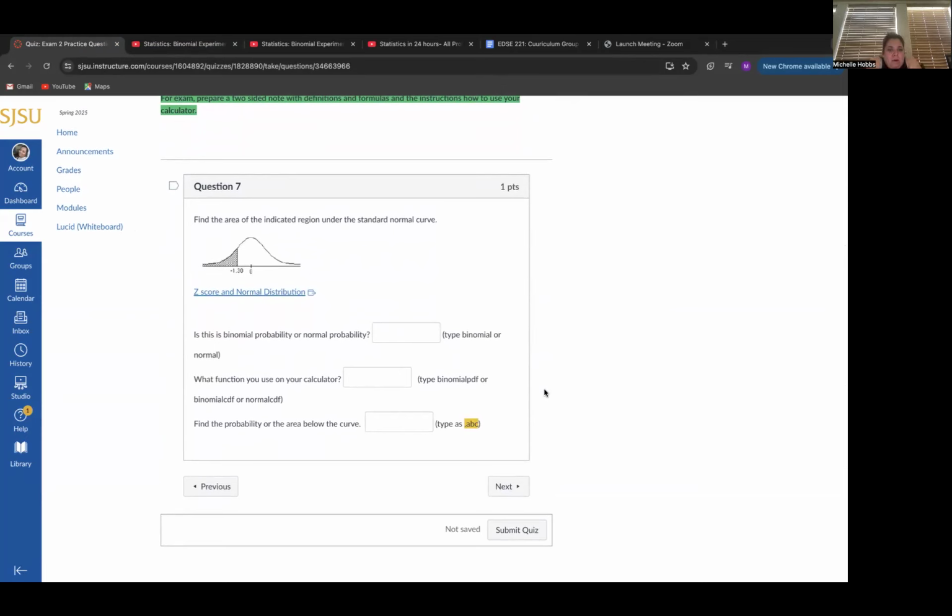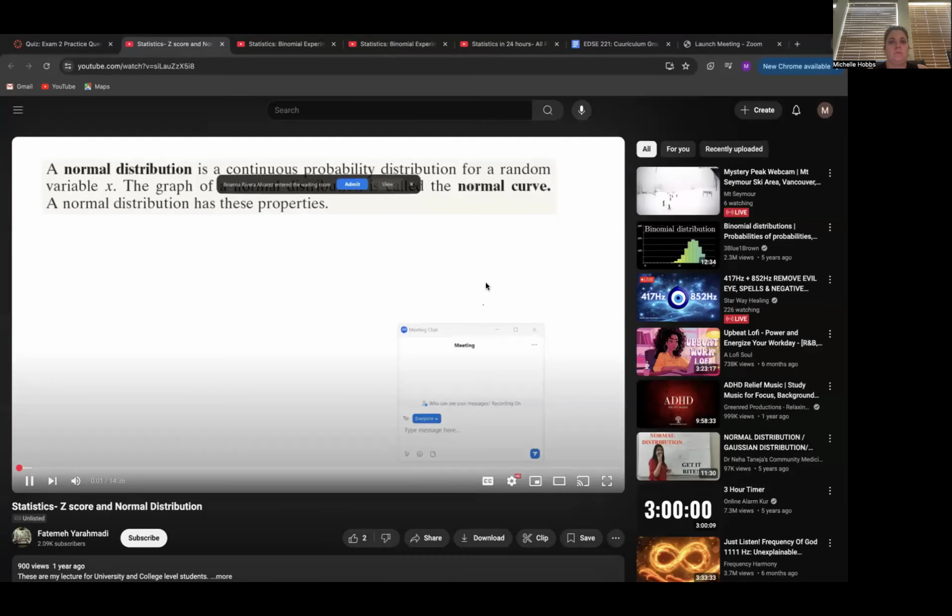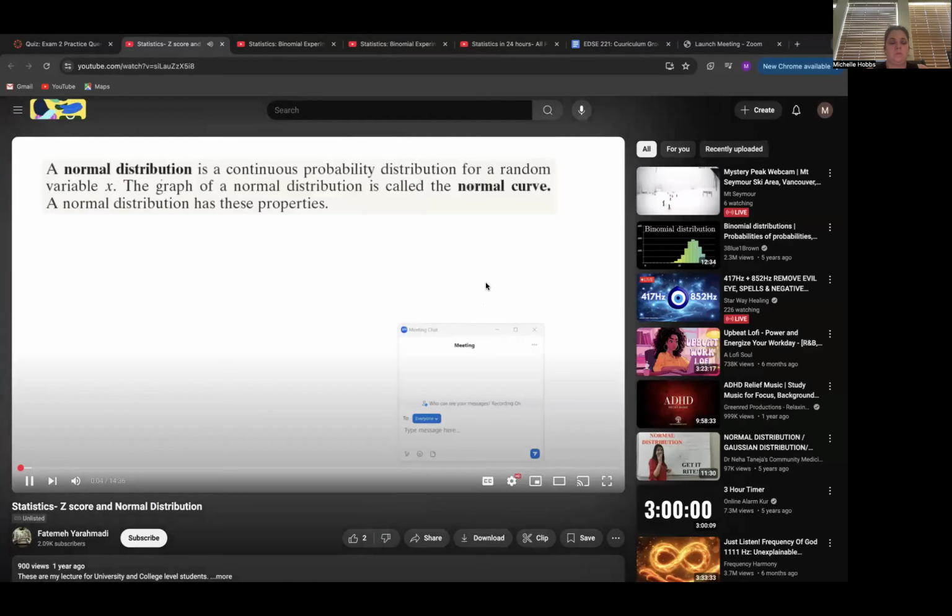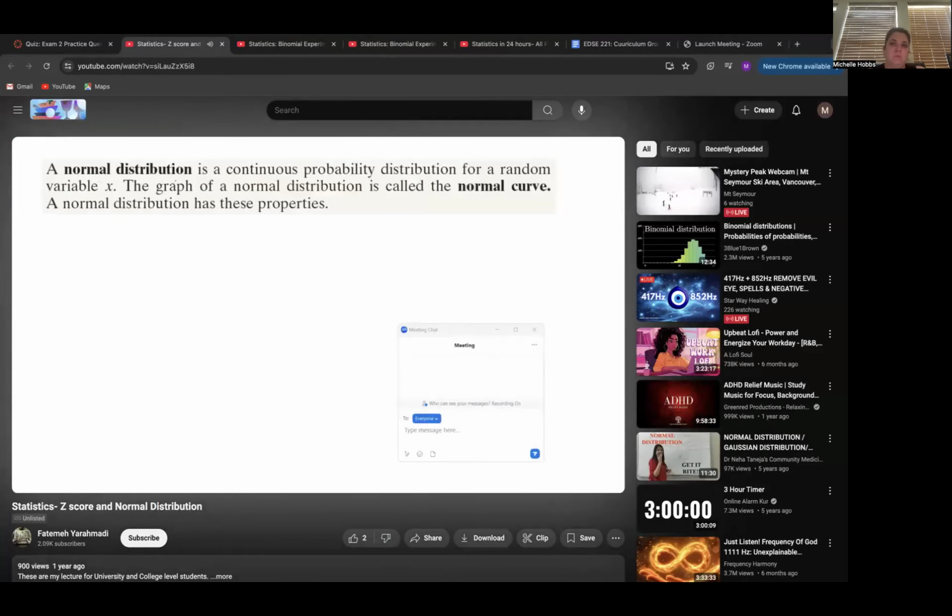Okay, find the area of the indicated region under the standard normal curve. Let's open this up. What is a normal distribution? A normal distribution is a continuous probability distribution for a random variable like x. The graph of a normal distribution is called the normal curve.